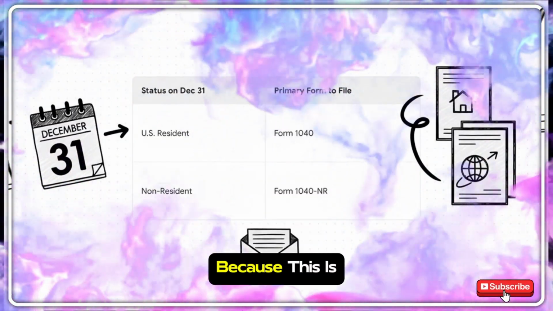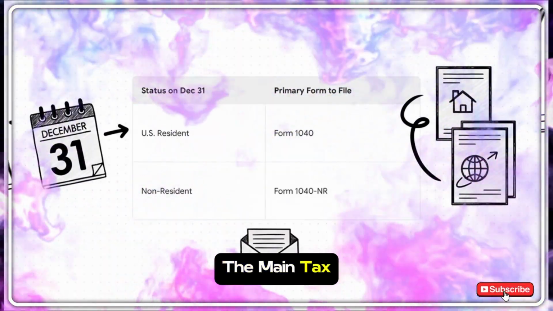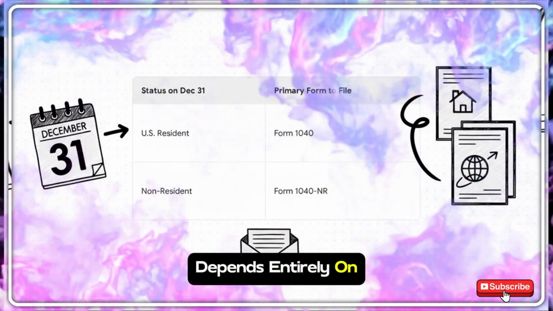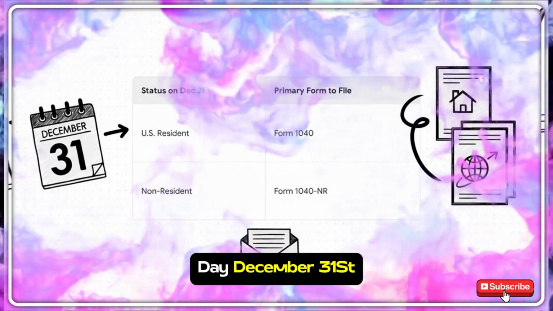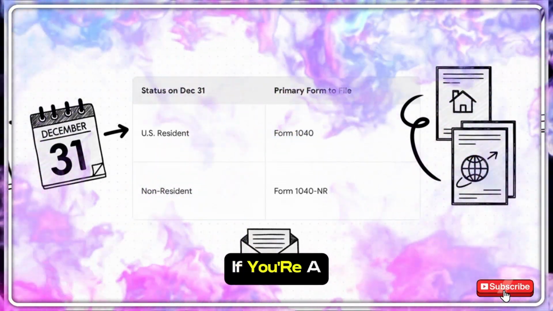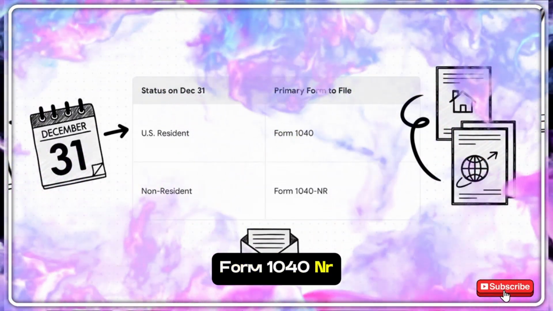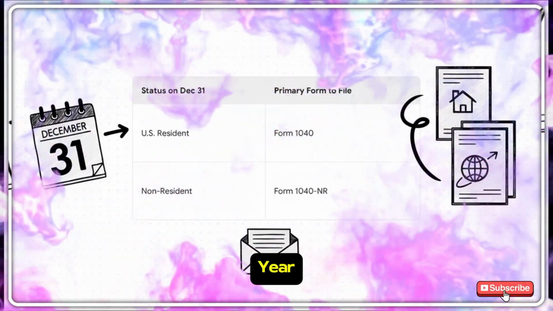Now check this out, because this is a rule that definitely surprises people. The main tax form you have to file for the entire year depends entirely on your status on one single day, December 31st. If you're a resident on that last day, you file a Form 1040. If you're a non-resident on that day, you file a Form 1040-NR. Then you attach a special statement detailing the income from the other part of the year.